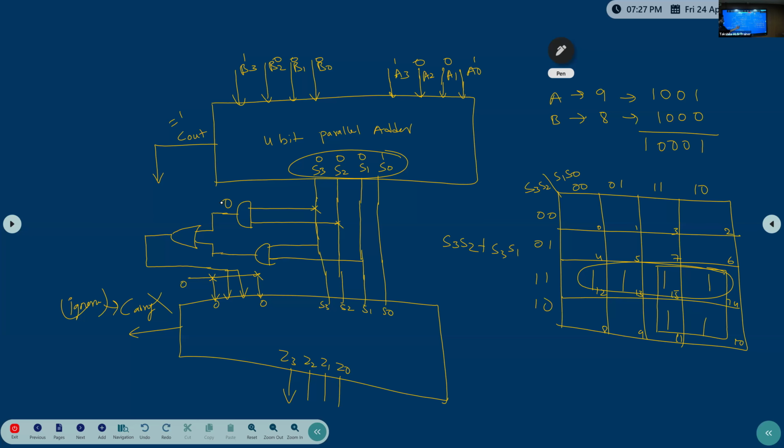Next, these both are 0, these both are 0. 0, 0, right? So the OR gate will get 0. So here it will be 0, 0. Something is wrong. Something is wrong here.